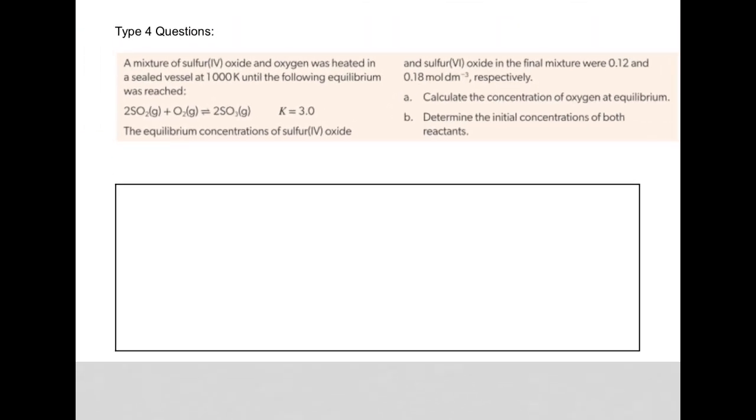Another type of question, here you are given the value of K. K is given. And concentrations at equilibrium is given, but there is one concentration that is missing. So you need to find the concentration of oxygen. So concentration of this and this is given at equilibrium. You need to find the concentration of this one. And when you don't know something, you can call it X.